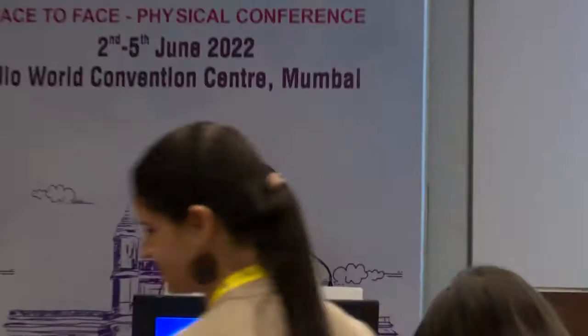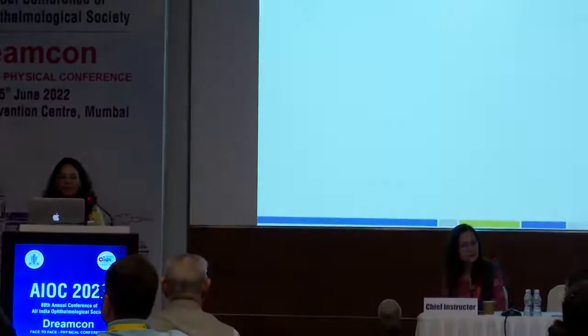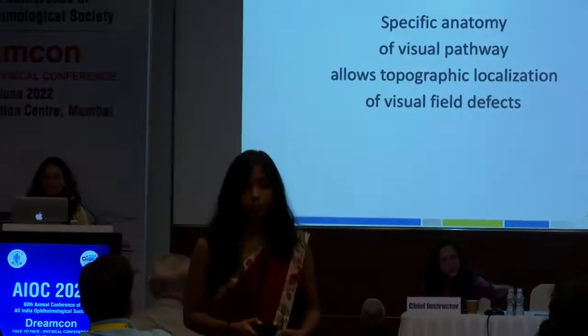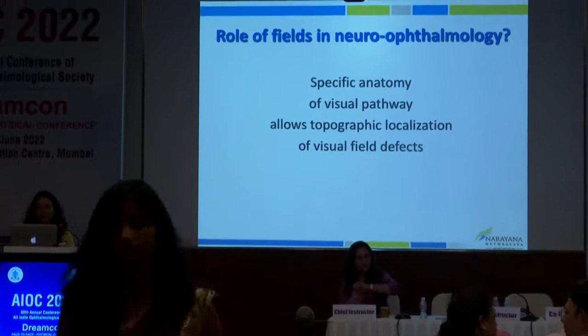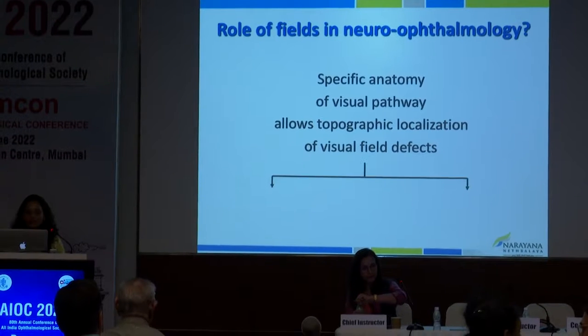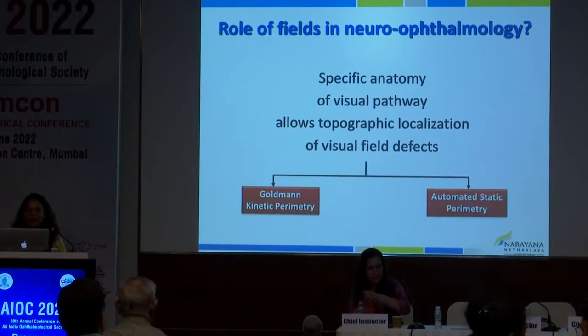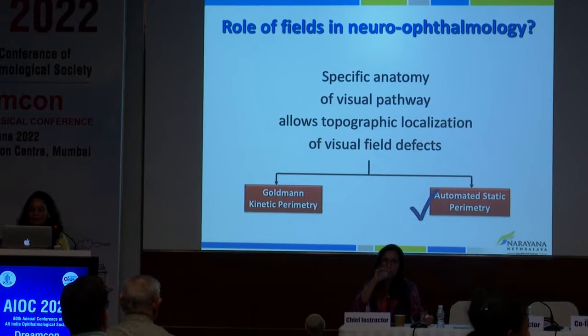So what we are going to be talking about now is neuro-ophthalmic visual fields. Now we know how to reliably evaluate a particular visual field. Let's see how to do it neurologically. Why is this an important aspect of fields in neuro-ophthalmology? Because the specific anatomy of the visual pathway allows topographic localization of visual fields. Ideal is Goldmann kinetic, but what we tend to use is automated static perimetry.